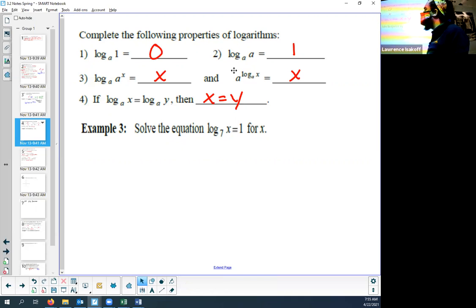Now, if I'm told the log base a of x is equal to the log base a of y, since they're the same base, you have to have the same number inside of them, right? Like if I said the log of 5 is equal to the log of x, well, they both have to be the log of 5, right?